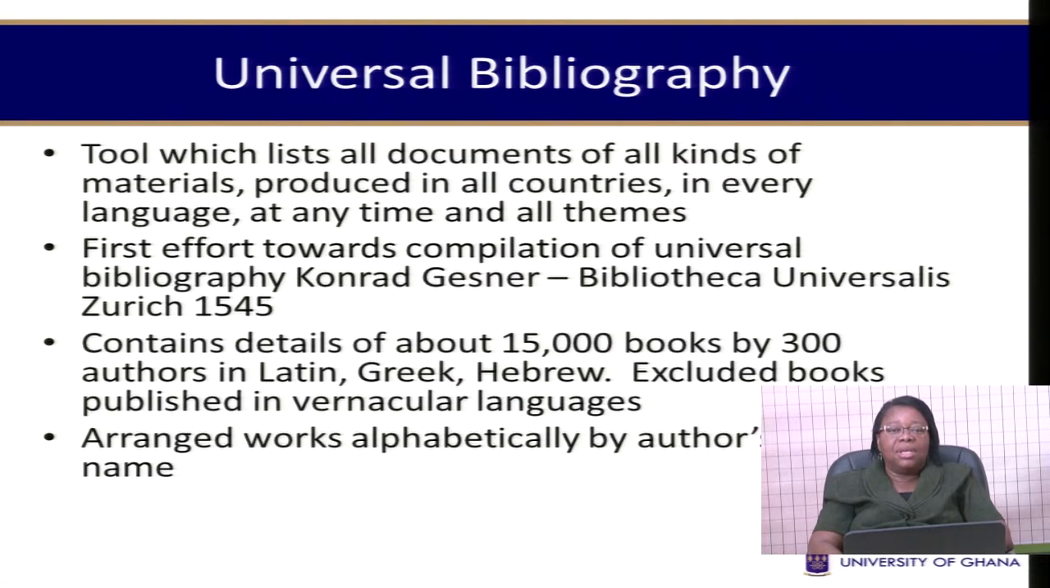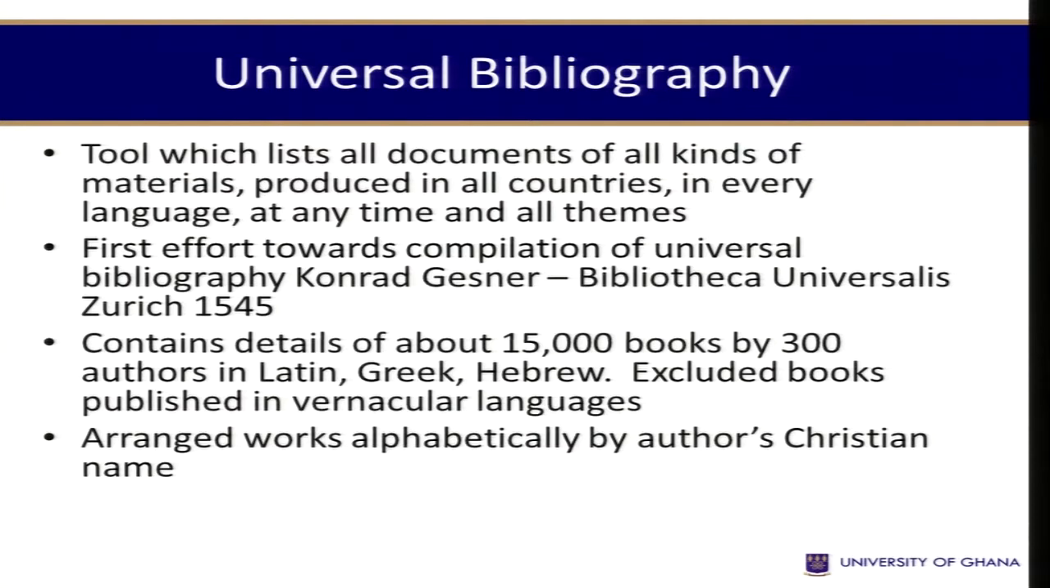But there was an attempt in 1545. Conrad Gessner attempted to list all materials in the whole world and named this particular resource Bibliotheca Universalis. But even with his efforts, he limited the publication to certain materials. In his publication, he had about 15,000 books by 300 authors in Latin, Greek, and Hebrew, but he excluded materials published in vernacular language. So of course, a universal bibliography is very, very difficult to compile.